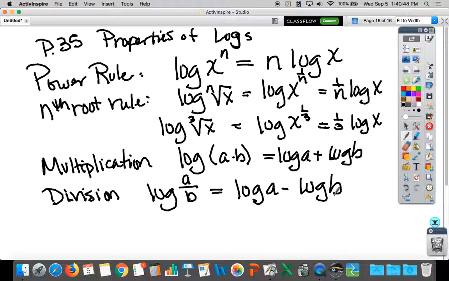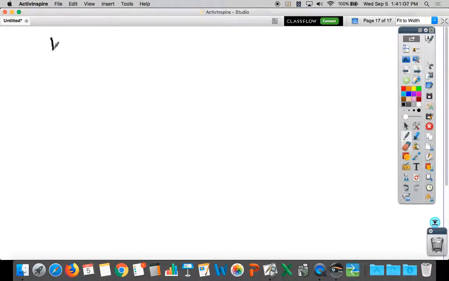Okay, so we're going to do some basic expansion. So turn to the next page, page 36. We're going to do some of number 1. Page 36, exercise 3B, number 1. Has everybody got these notes so I can change the page? Okay. All right, page 36.